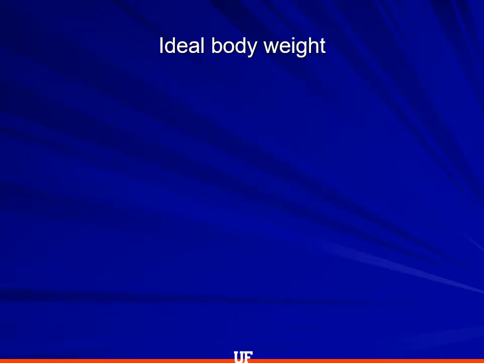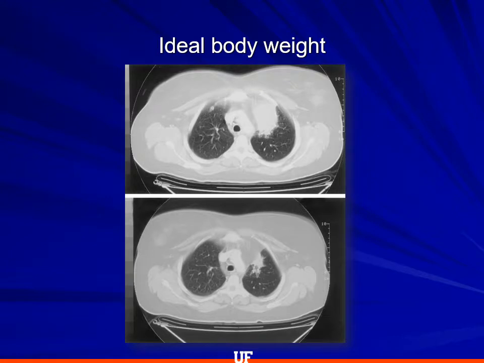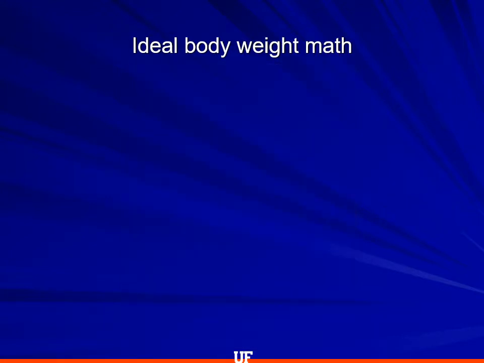The cool thing about using ideal body weight is that it's based on the patient's height, not their weight. So whether the patient's cachectic and emaciated or has ballooned up to 500 pounds, their lungs don't get any bigger or any smaller. All right, this is the only part of the podcast that requires a little bit of math.